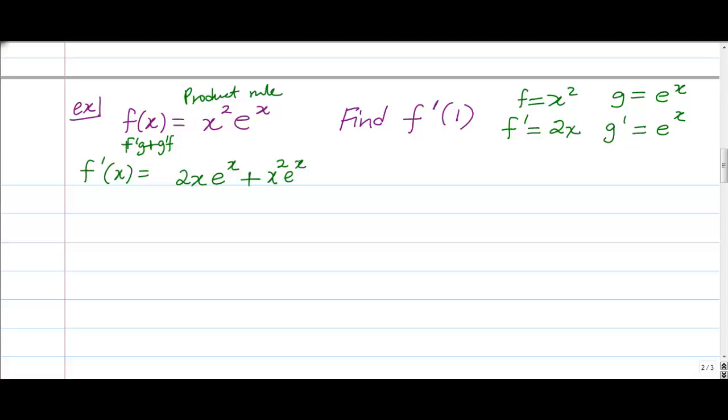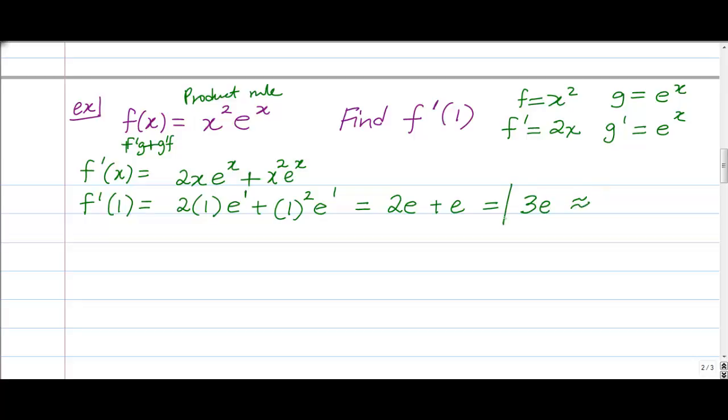We write the e to the x towards the end. So I have f prime g plus g prime f. Okay? Now it says f prime of 1. So now every time I see an x, I'm going to plug in a 1. 2 times 1 e to the 1 plus 1 squared e to the 1. So 2 times 1 gives me 2 times e, so that's 2e plus e, right, plus 1e, which gives me 3e. Okay? And that is a constant.